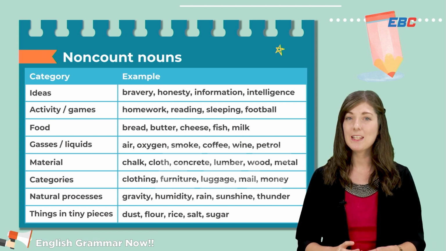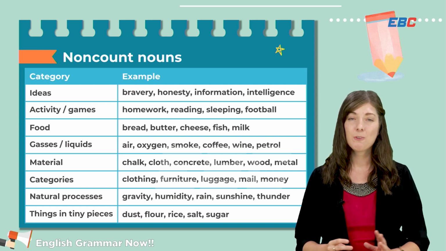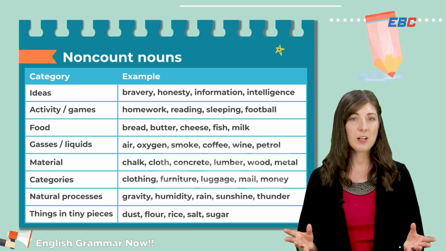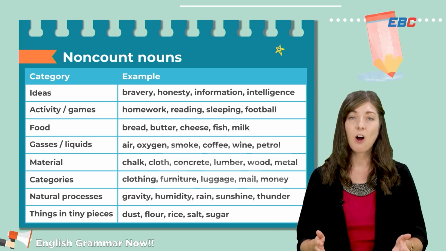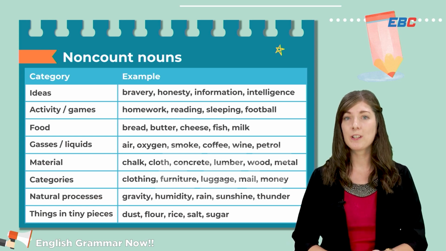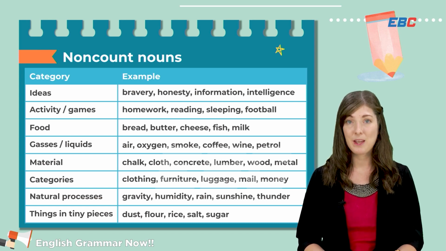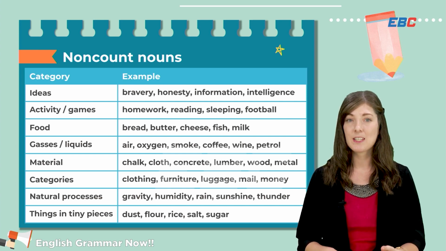There are some basic groups of nouns that are often non-count. Let's go through them. First of all, as we said, abstract things. Things that we can talk about, but we can't really touch them. Things like bravery, honesty, information, or intelligence. There's no plural form of these, and we can't count them. We also can't count activities or games, like homework, reading, sleeping, football.